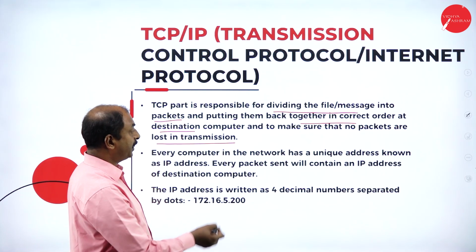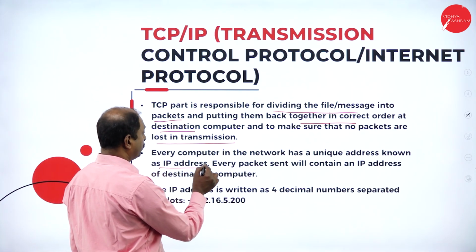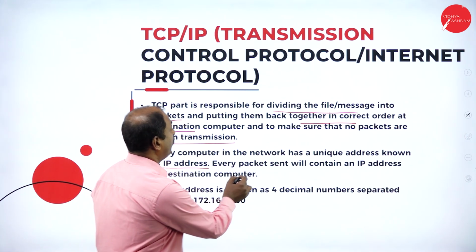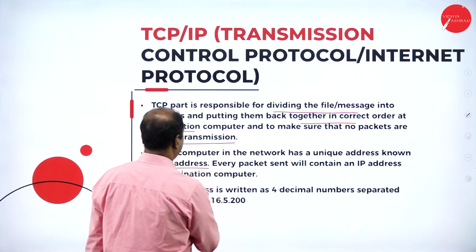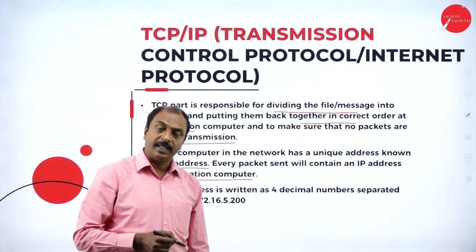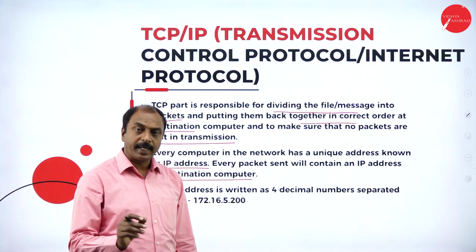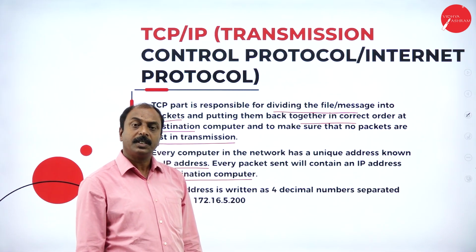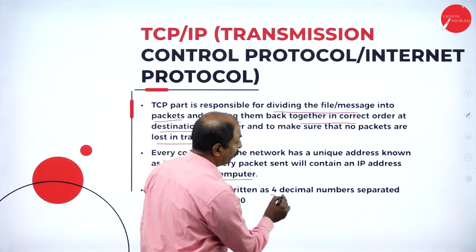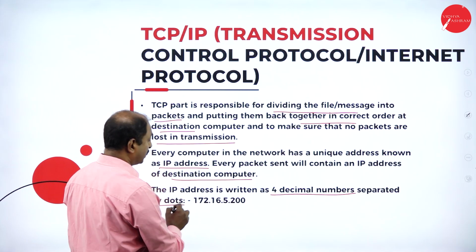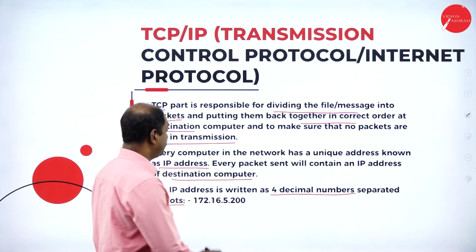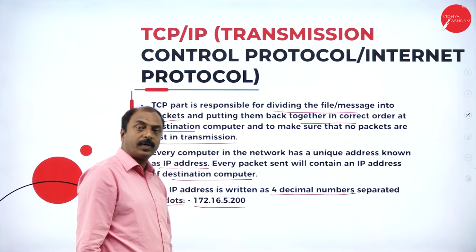Now every computer in the network has a unique address known as an IP address. This is the IP protocol, or Internet Protocol. Every packet sent will contain the IP address of the destination computer. Data has been divided into a number of packets, and each packet will have the address of the destination computer, that is, the IP address. This IP address is written as four decimal numbers separated by dots. For example, 172.16.5.200 is one example of an IP address.